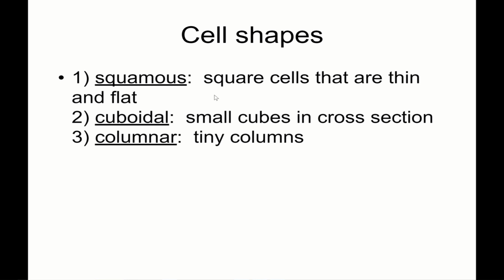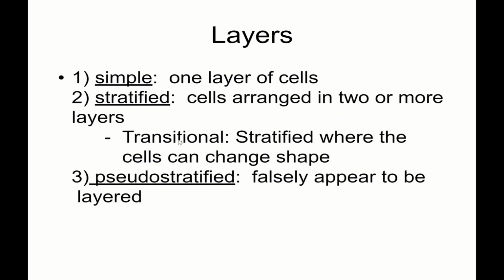First, we have squamous. Squamous cells are square shaped, but they're very, very thin, so they look basically flat. Cuboidal look like little cubes, and columnar look like tiny columns. Very straightforward naming scheme for epithelial tissue here.